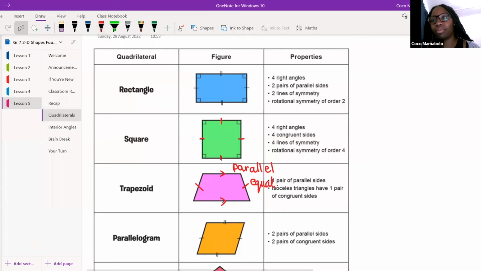Thank you, ma'am. Excellent. Does anybody want to give the parallelogram a try? Who can tell me something about the parallelogram? Sam, what can you tell me about the parallelogram? Ma'am, opposite sides are equal, like the side on the left and the side on the right, both of them are equal, ma'am. The sides at the top and the bottom are both also equal.